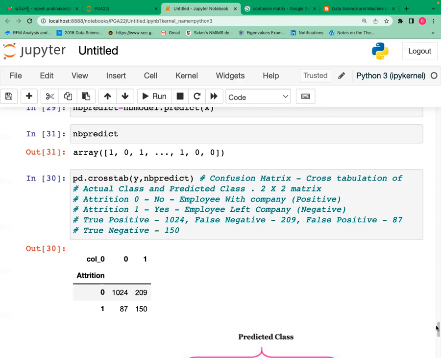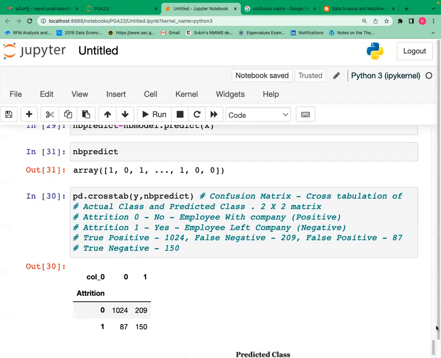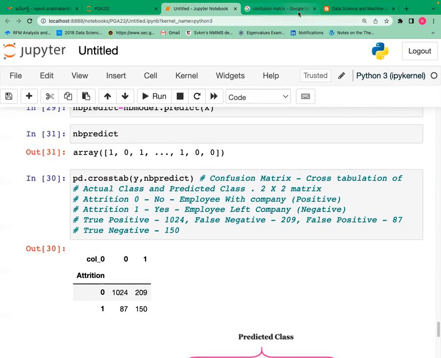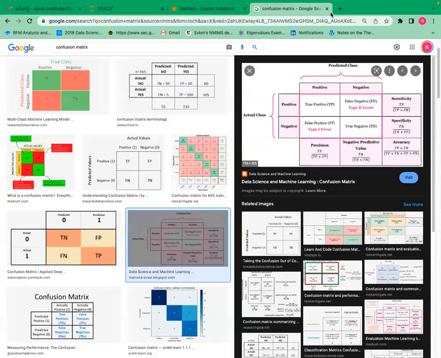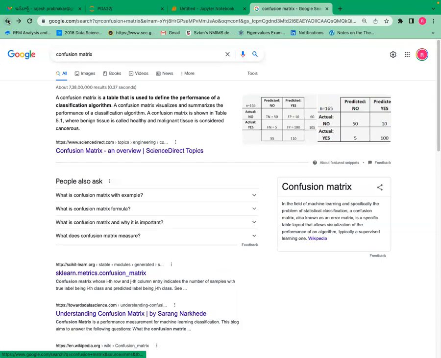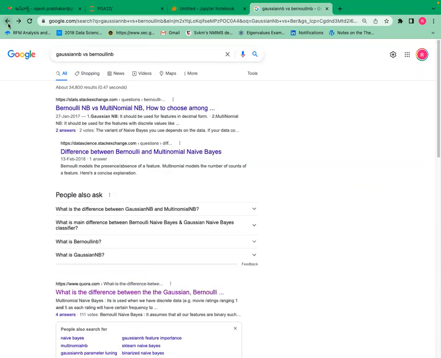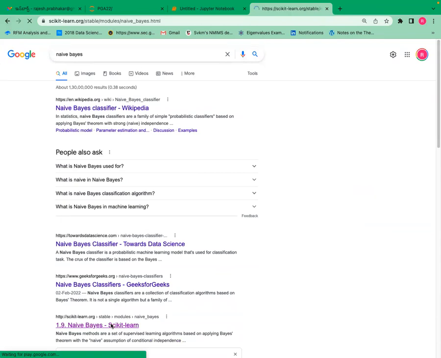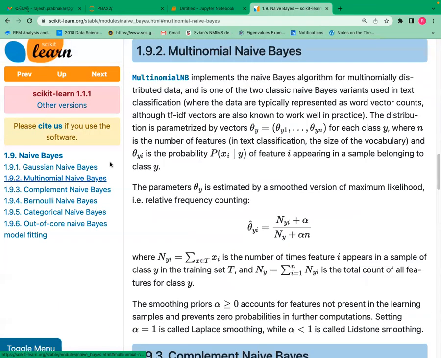This is only for two predictive classes, right? We have something called multinomial NB. If there are more than 2 levels, if you are predicting more than 2 classes, we have to use multinomial NB.